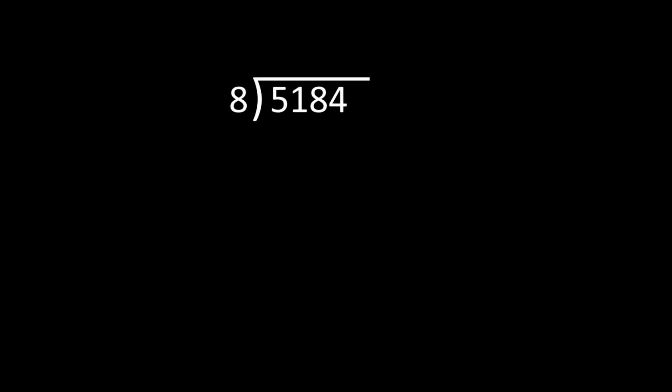Here you have 5,184 divided by 8. And our steps for long division are we start by dividing. And we'll be looking at the 5, the first digit in our dividend. 5 divided by 8 is 0. So we'll need to consider the first two digits, the 51. And you'll do 51 divided by 8.